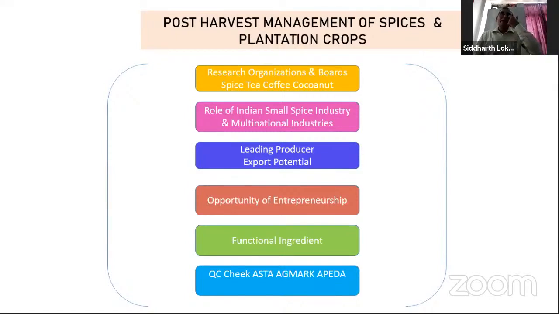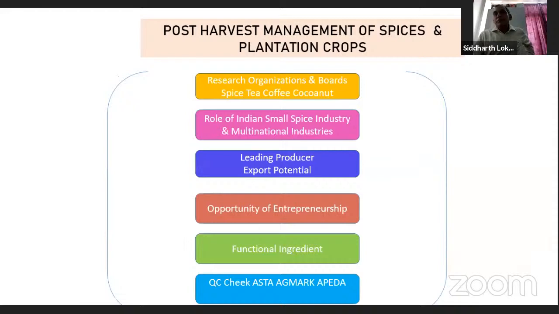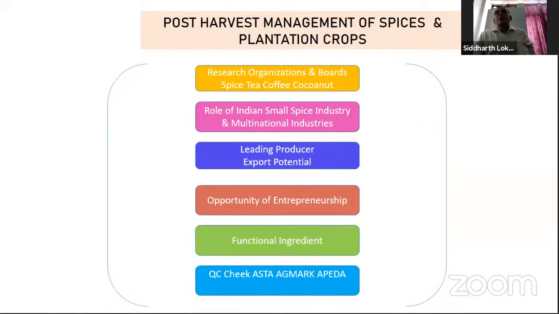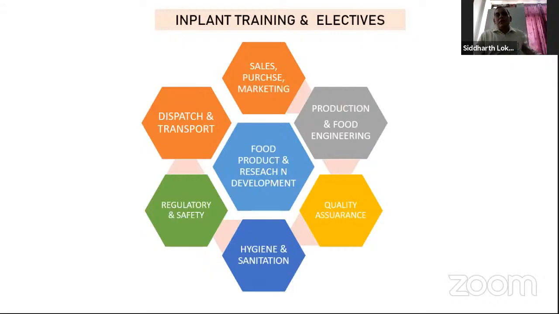Post-harvest management of spices. This part I will skip intentionally, because the earlier session already covered the majority of the content of this part. So I will skip it intentionally.